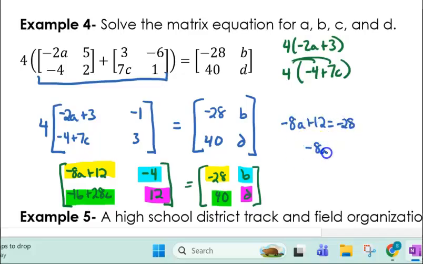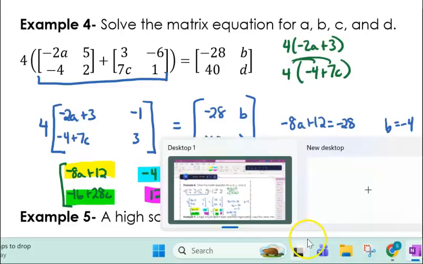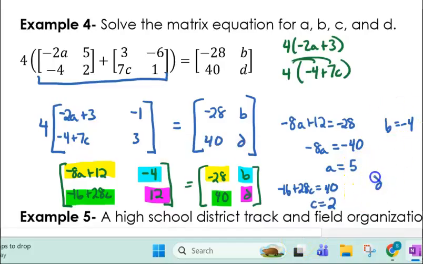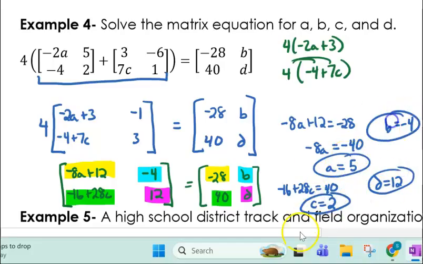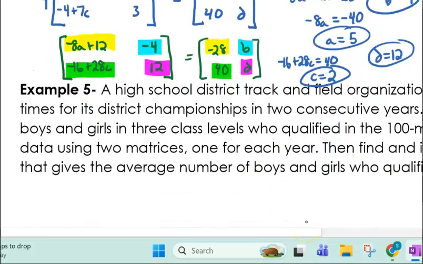All right, so I'm going to subtract the 12, and that will get me -40. So A is 5 when you divide by -8. Let's see here. On B, I just have that B equals -4. On C, I have to do -16 plus 28C equals 40. And so I end up solving that and I get C equals 2. And D is equal to 12. So there's all my solutions, and that's how I came about it.